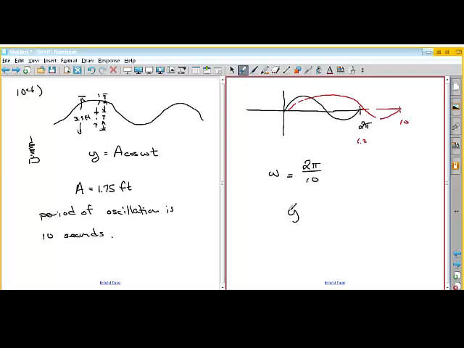So now we can write the equation. The displacement as a function of time is 1.75 times the cosine of 2 pi divided by 10 times t.